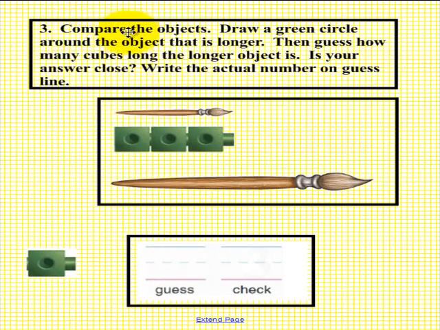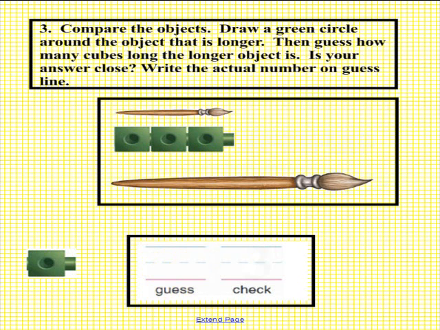Problem 3, comparing the objects. We'd like for you to pick up a green pen when told to and draw a green circle around the object that is longer between this object and this one. Now, then guess how many cubes long the longer object is. Is your answer close? Write the actual number on the guess line right here.